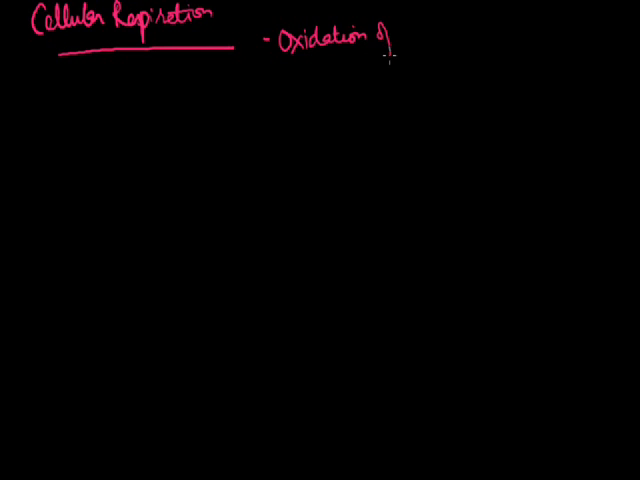Next step of respiration is known as cellular respiration. Cellular respiration refers to oxidation of food, which gives us energy. It takes place inside the cell, so it is called cellular respiration. It can be divided into three steps.